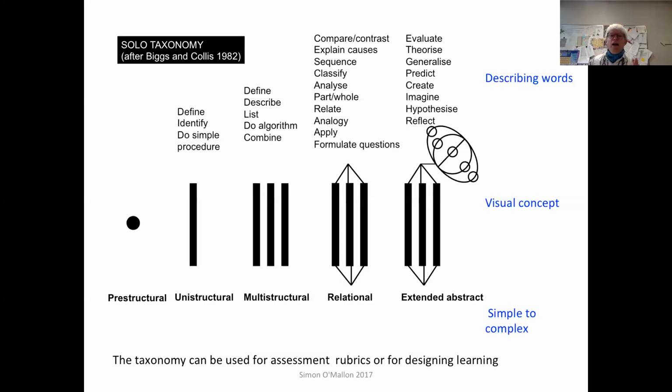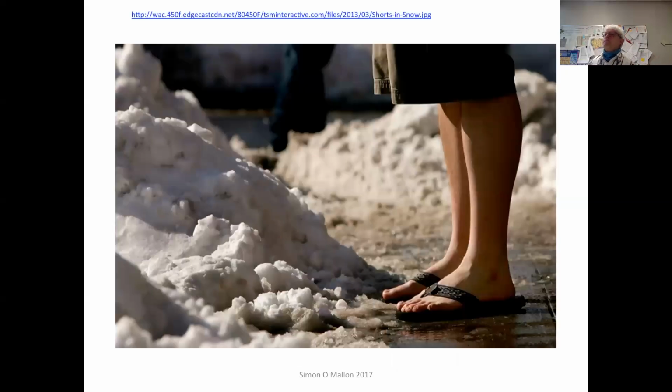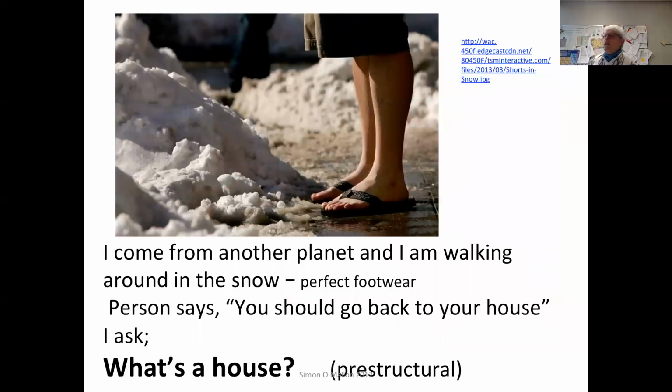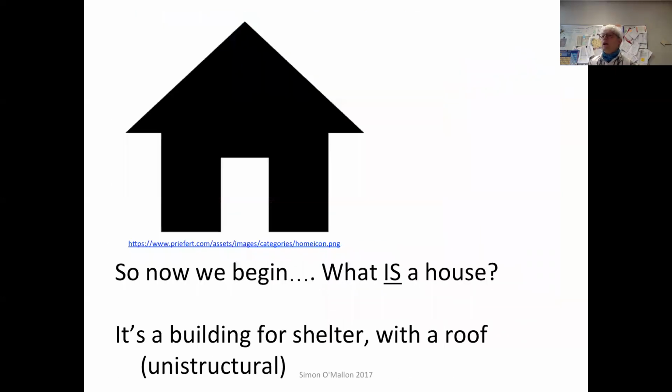Let's look at it in a simple journey so that you understand the purpose of the SOLO taxonomy. So here it is. I come from another planet. I know, hard to believe. I come from another planet and I land here in the middle of winter and I've got no idea because I don't know what's going on. So I'm walking around in the snow in my thongs and shorts. And a person comes up to me and says, you should go back to your house. And I say, what's a house? So that's pre-structural. So we begin.